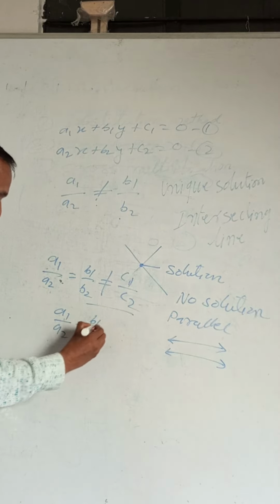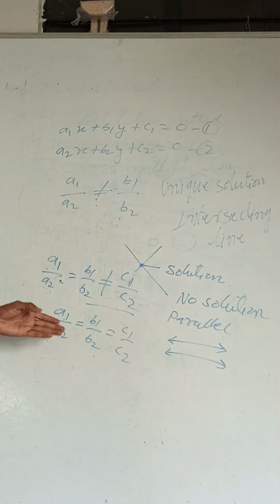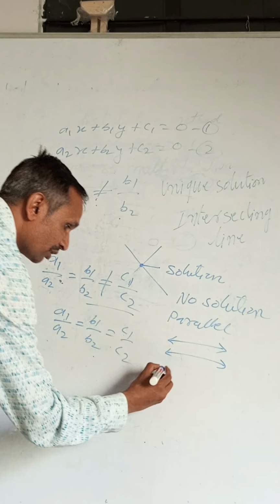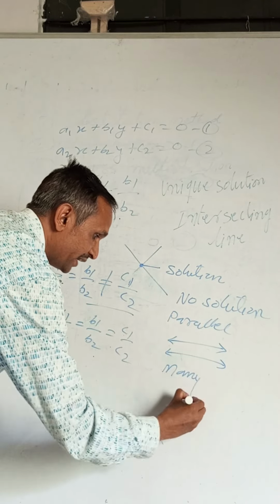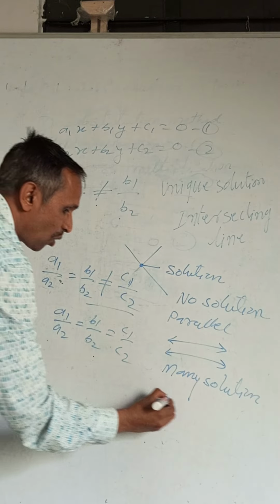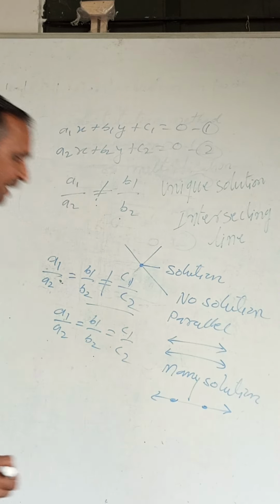Suppose the third case is like this: a1 by a2 is equal to b1 by b2 is equal to c1 by c2. Then what will happen? It shows that all are equal, the lines will be the same line only, so many solutions will come. Many solutions, and the lines are coincident lines. Coincident lines means one line lies on another line.